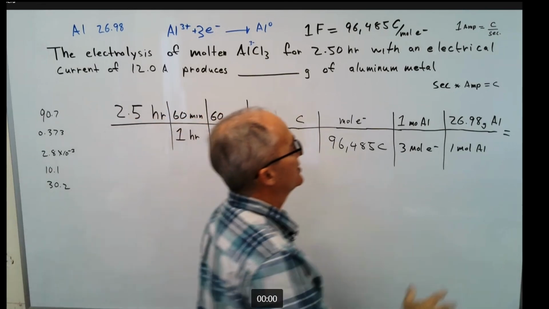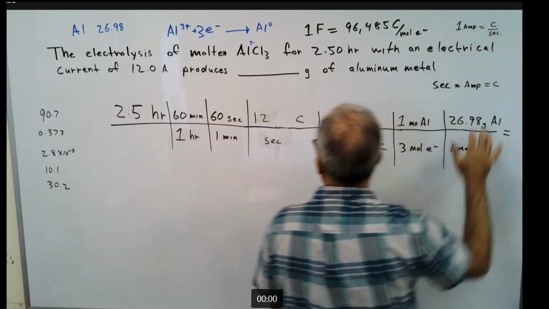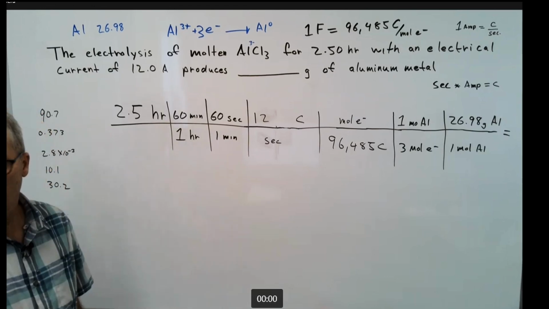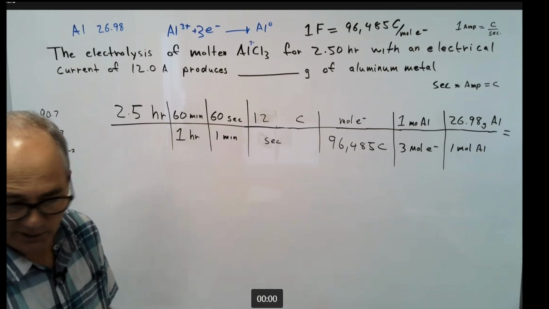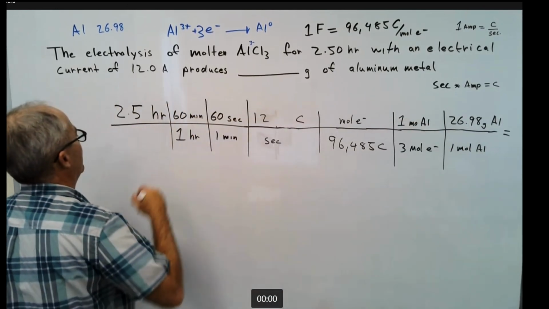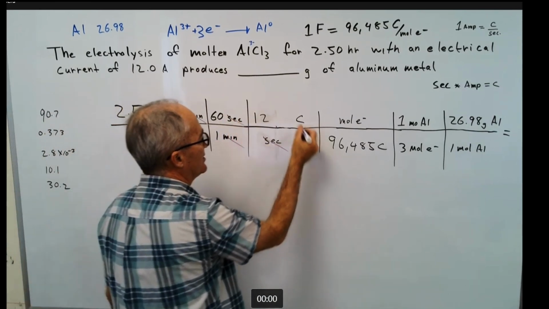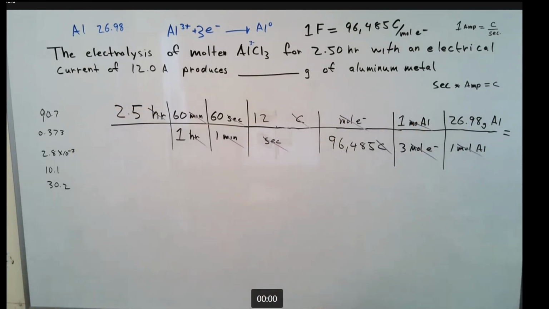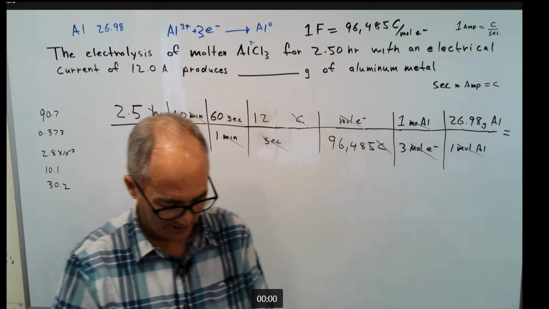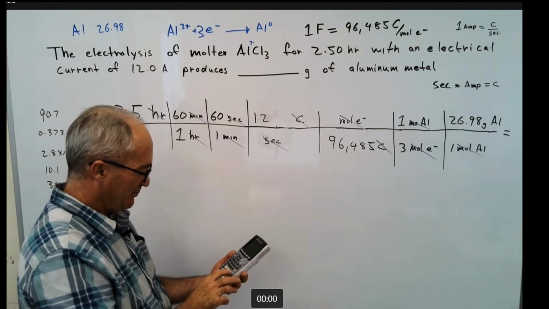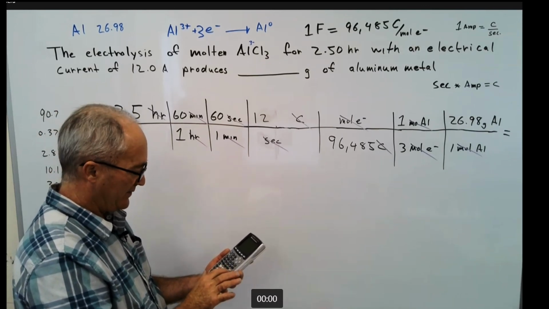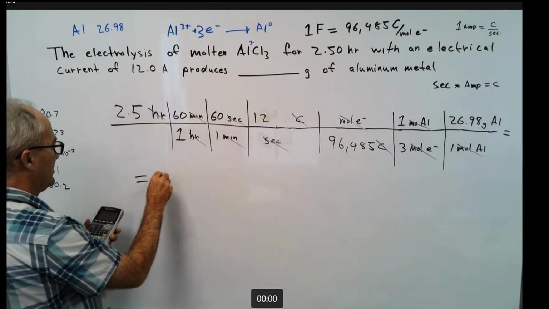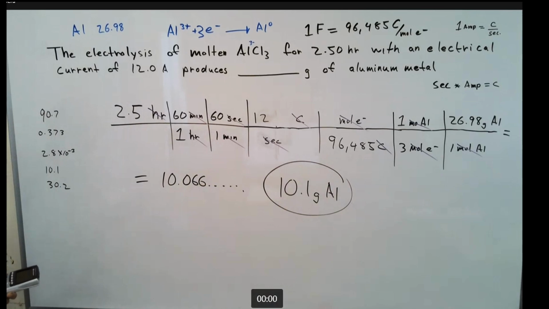So the only thing I'm not real satisfied with is this funky thing here. I'm going to get rid of it. I like to just go up here and say 1 amp is a coulomb per second, and put 12 coulombs per second. It just seems more logical to me to do it that way. All right, then we can look and see if our units do what they're supposed to. Hours goes away, minutes goes away, seconds, coulombs, moles of electrons, moles of aluminum, and into grams of aluminum. Here we go, 2.5 times 60 times 60 times 12 divided by 96,485, divide 3, multiply 26.98. My calculator spits out 10.1 grams of aluminum.